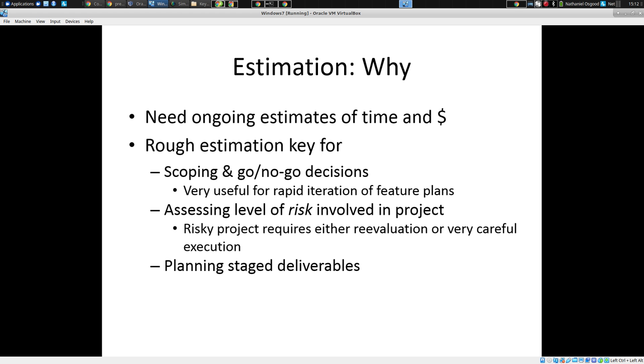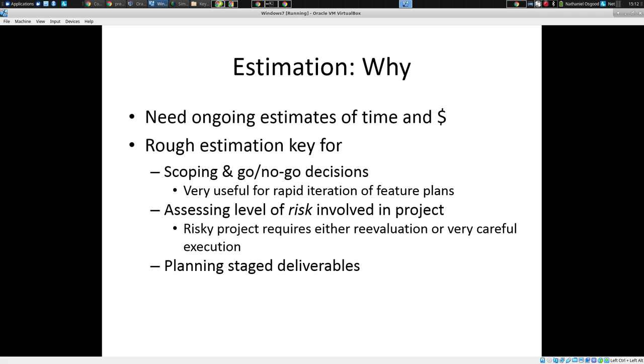Okay. So why do we do estimation? Why am I giving a talk about this? Why is it important? Well, it turns out it's extraordinarily important for countless companies and organizations commissioning projects. We need ongoing estimates of how much time, effort, and money is going to be needed to develop something, and to decide whether it's worth going forward with this project at all, or when to go forward.